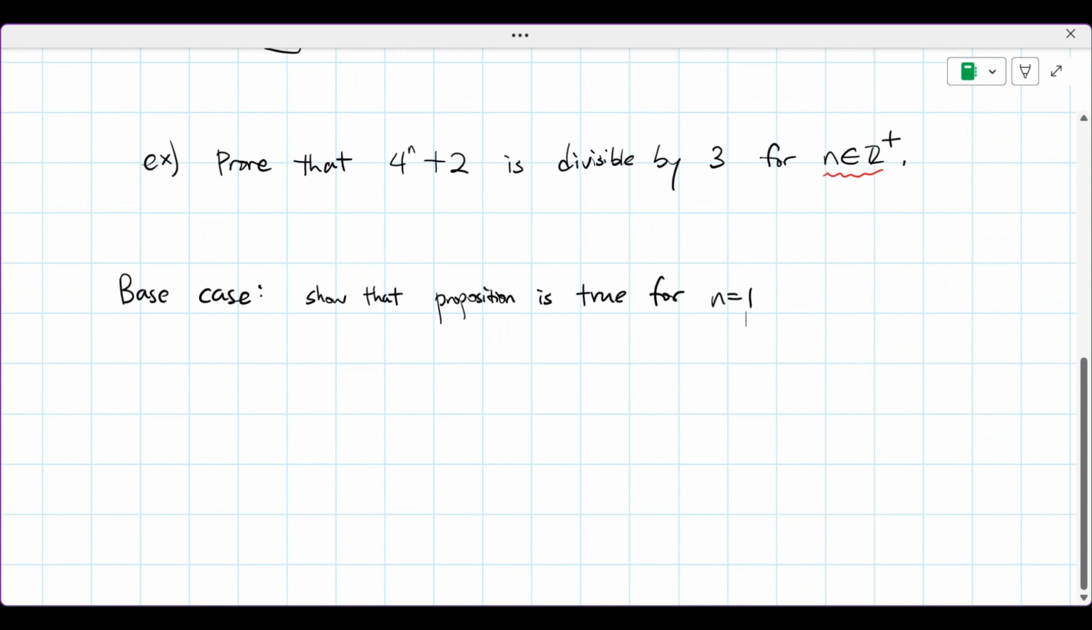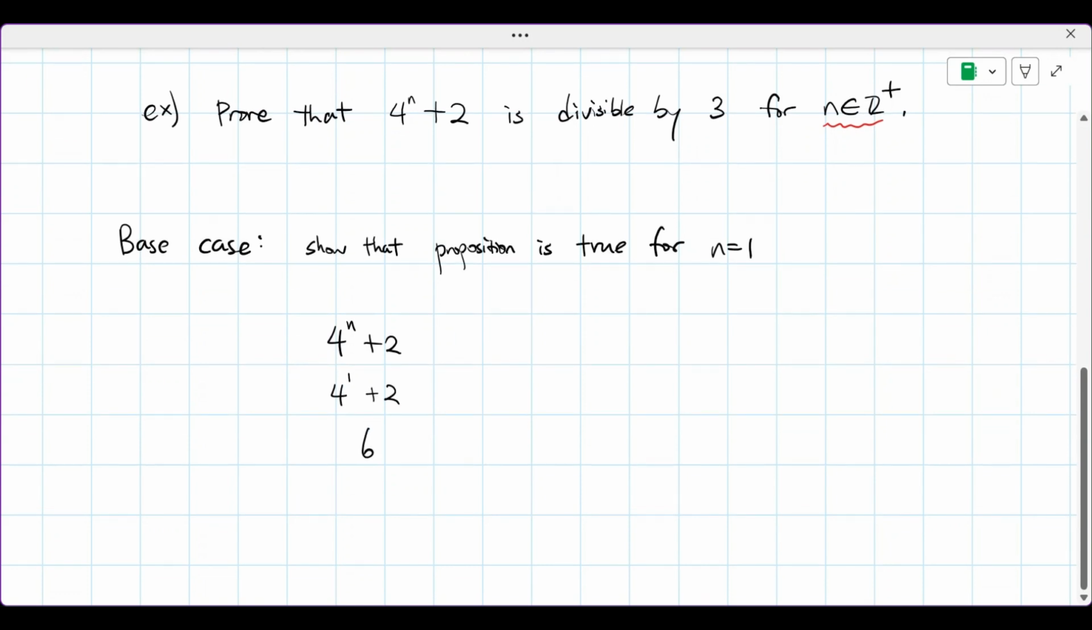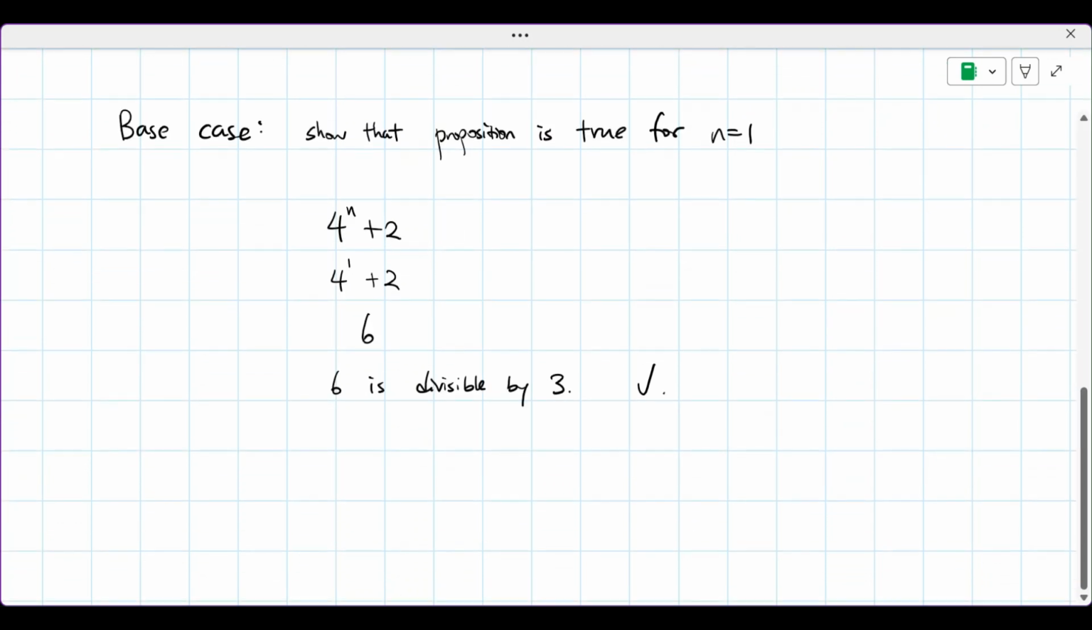That's pretty easy. Let's plug in the value. 4 to the power of n plus 2 will become 4 to the power of 1 plus 2, which is 6. Is 6 divisible by 3? Well, indeed, 6 is divisible by 3. So therefore, for n equals 1, the proposition is true. Now we know that it works for the first case. Now the next case is to show that the kth one shows that the k plus 1 term will be true.